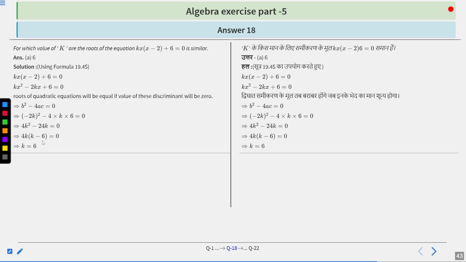So the value of k is equal to 6, because if we put 4k equal to 0, then k is 0. And if k minus 6 equal to 0, then k is equal to 6. Therefore, option number A, 6 is the correct answer.